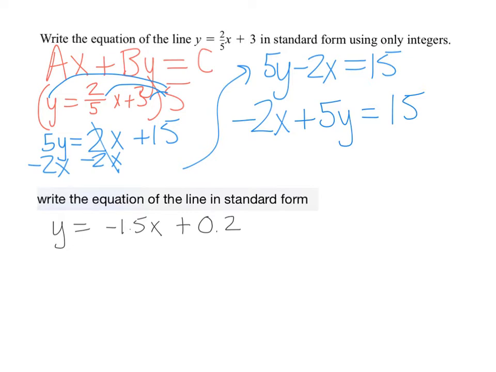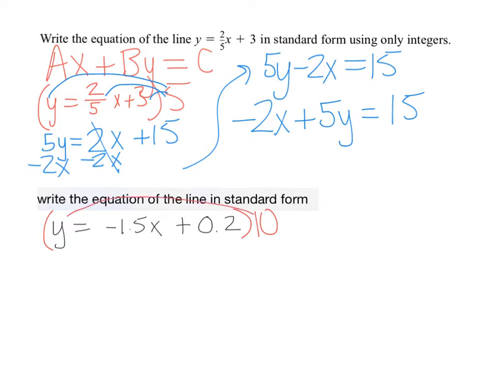For the second one, I have y equals negative 1.5x plus 0.2. In order to change the decimals into whole numbers, something without a decimal, we need to move our decimal points one space to the right. Right now these numbers are in the tenths place. To move a decimal point one place to the right, we multiply by 10. So I'm going to take this entire thing and multiply it by 10.